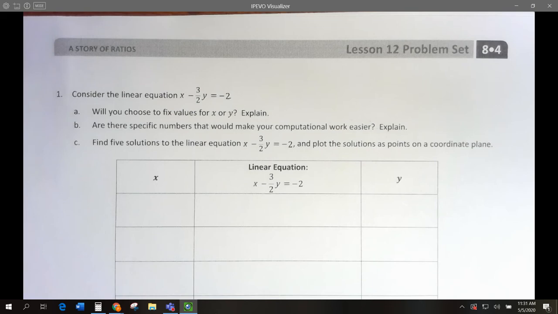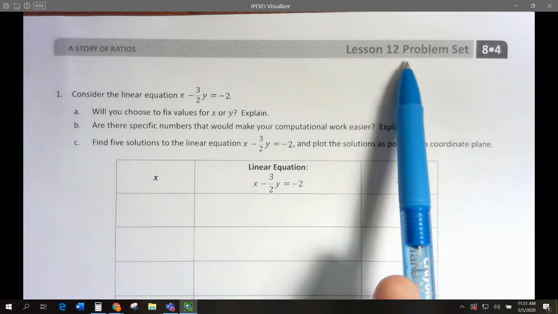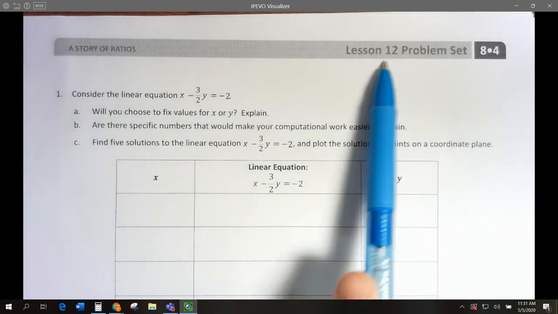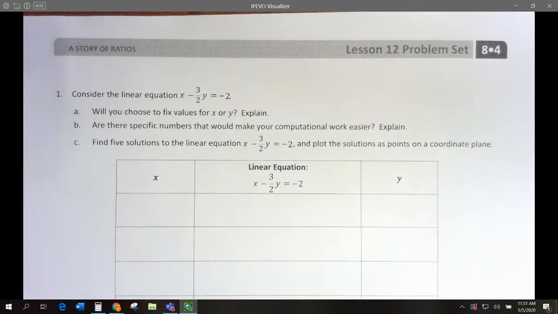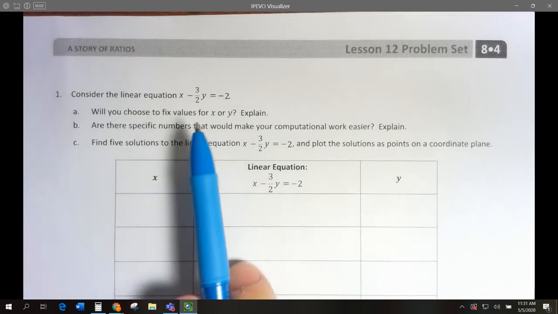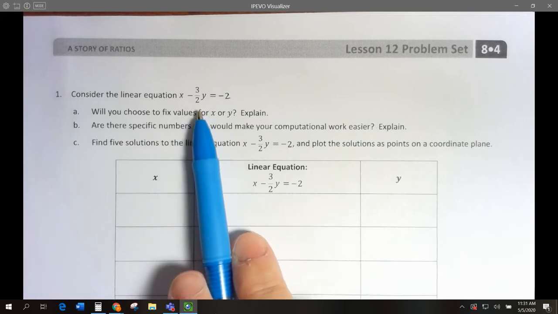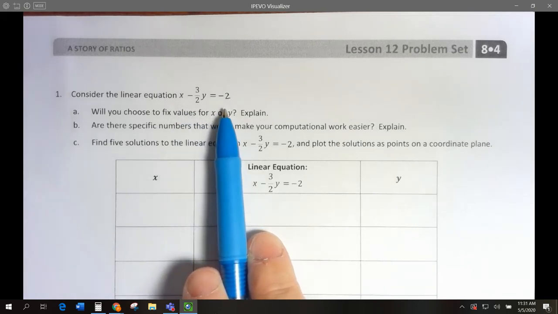Hello, 8th graders. We are doing the Module 4 problem set for Lesson 12, and we are going to have to find coordinate pairs for linear equations and plot those points that we find. Our first problem is the linear equation x minus 3/2 y equals negative 2.